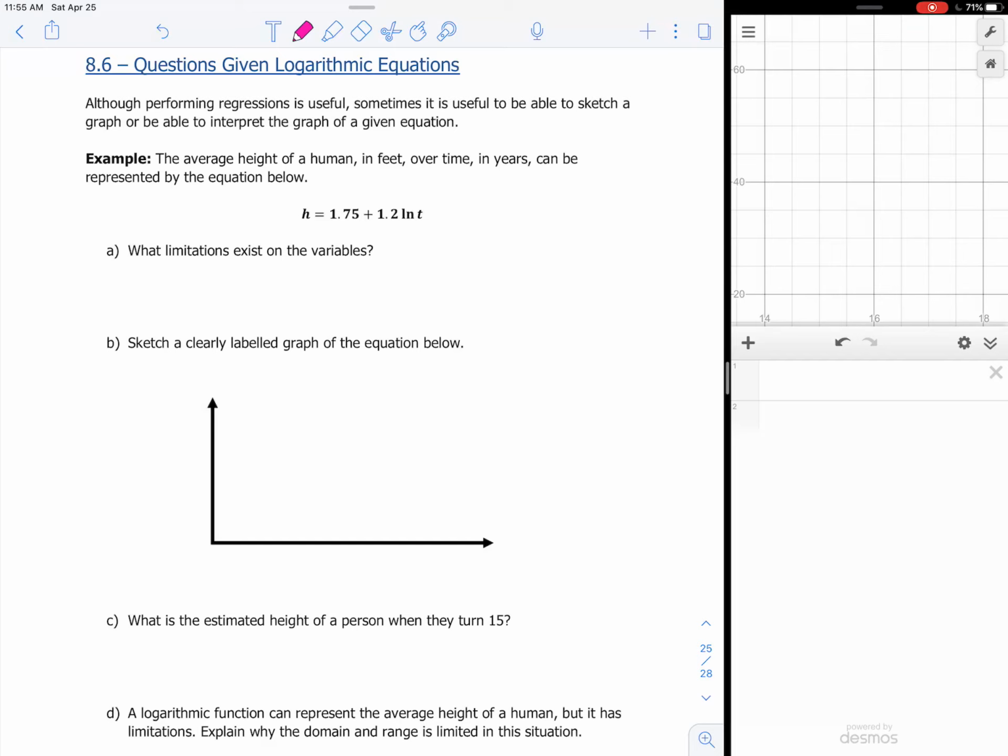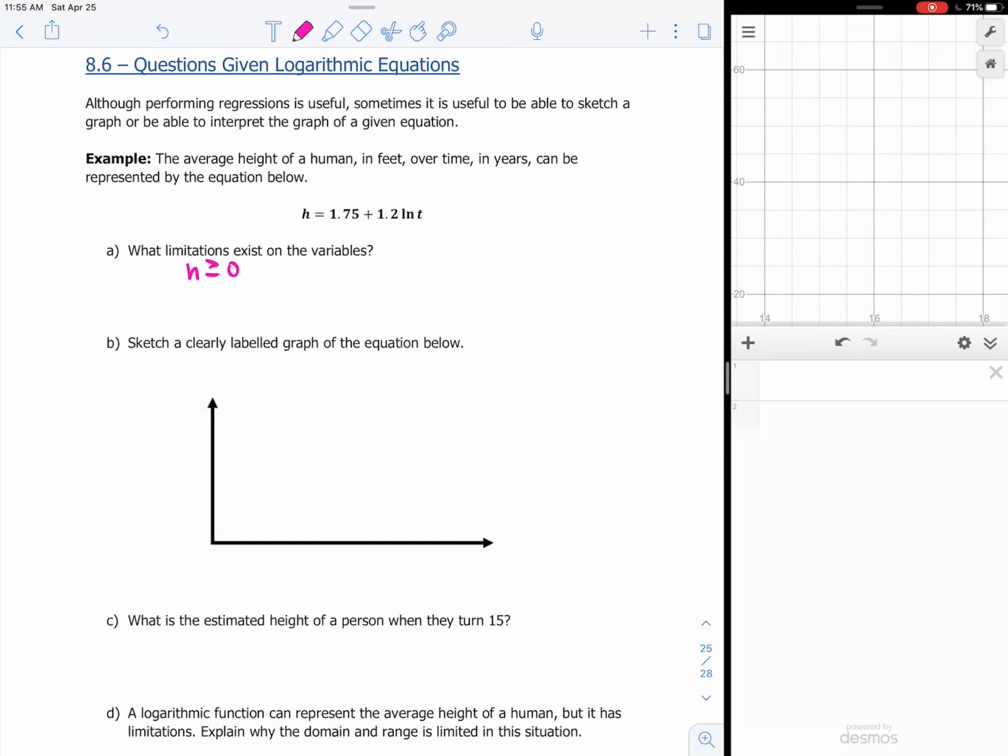All right. So the average height of a human in feet over time in years can be represented by the equation below, where h is going to be your height in feet and t is going to be your time in years. So before we even graph anything, what are some restrictions that exist? Well, for height, it can't be negative, right? We can't have a negative height. We could have a height of 0. We could have a height of anything greater than that, but we can't have a negative height. So h has to be greater than or equal to 0.